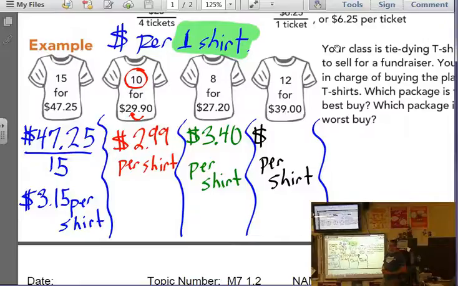And Maylee, final one. Anyone got a calculator close there? I see that you were going non-calculator. Julia? You would do $39 divided by 12 and so equals $3.25. Which of these was the cheapest per shirt?